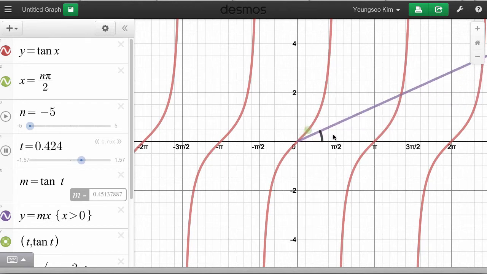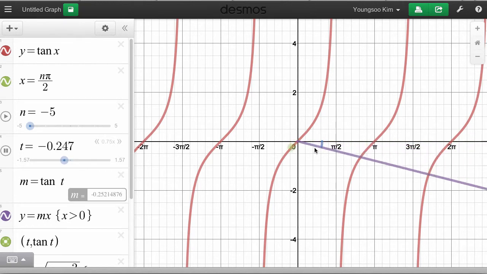Now as the angle increases, you see the slope of the line increases. And as the angle decreases, you see the slope is decreasing. When the angle is negative, you see the slope of the line is negative. So you see the moving dot here. As the angle increases, you see the slope of the line is going up.